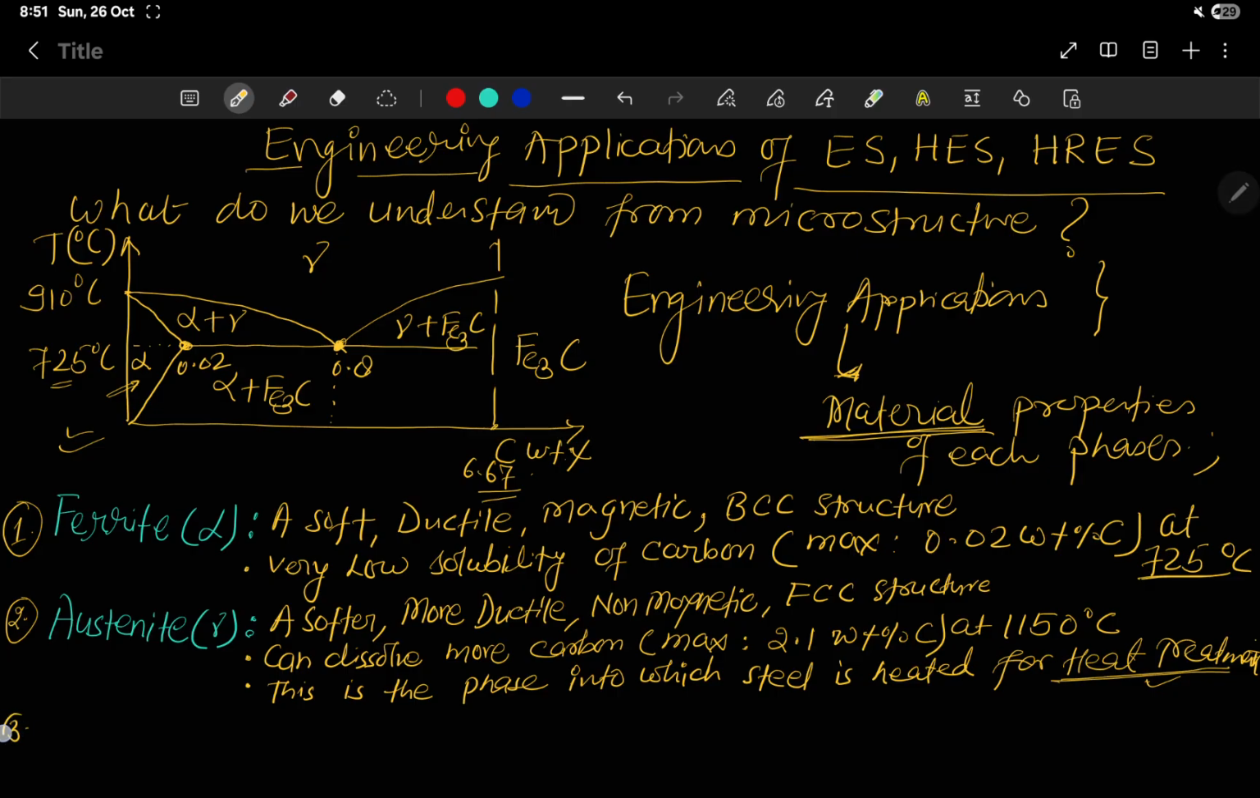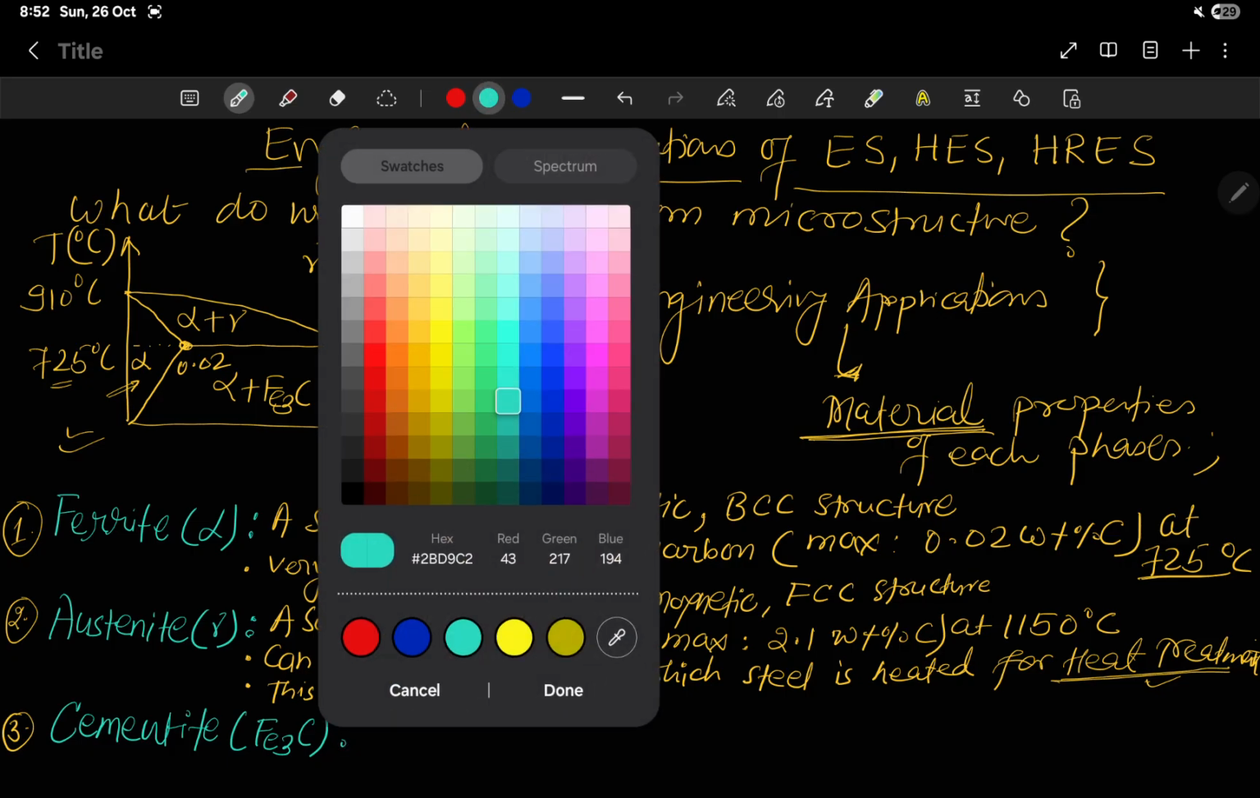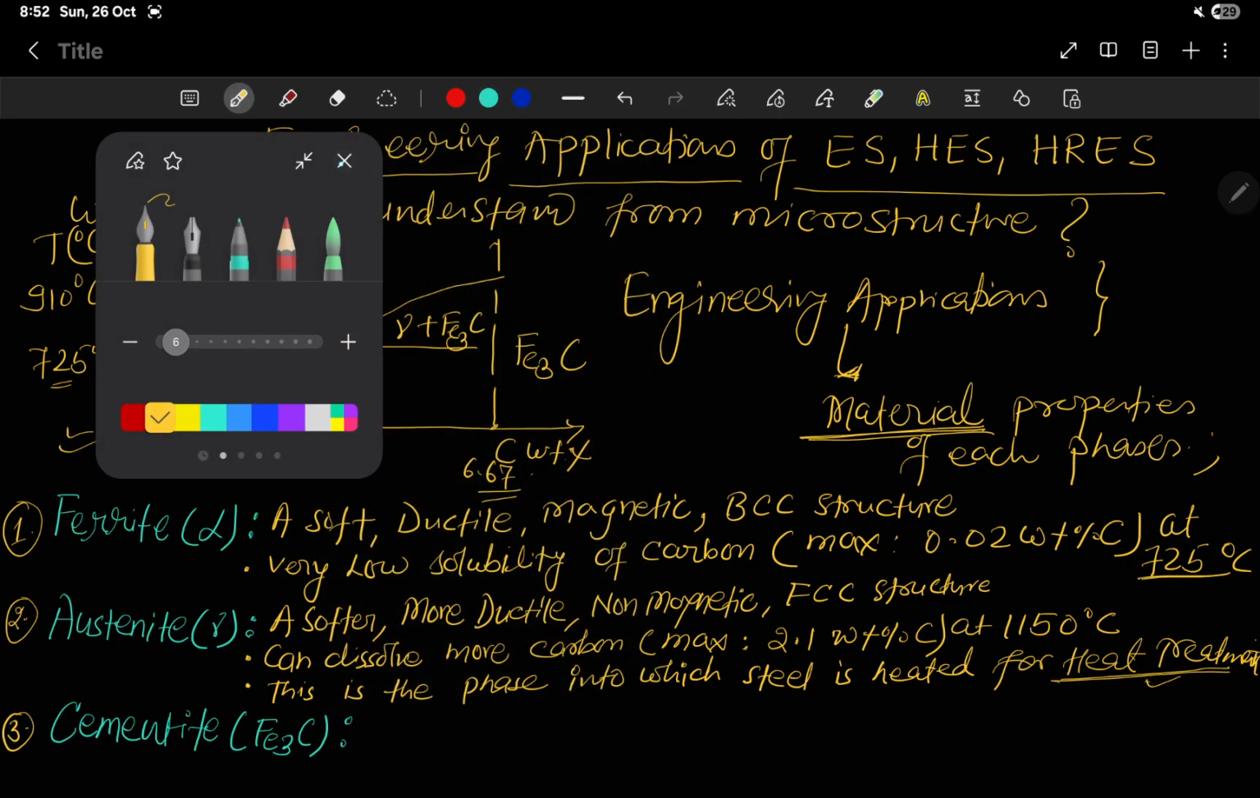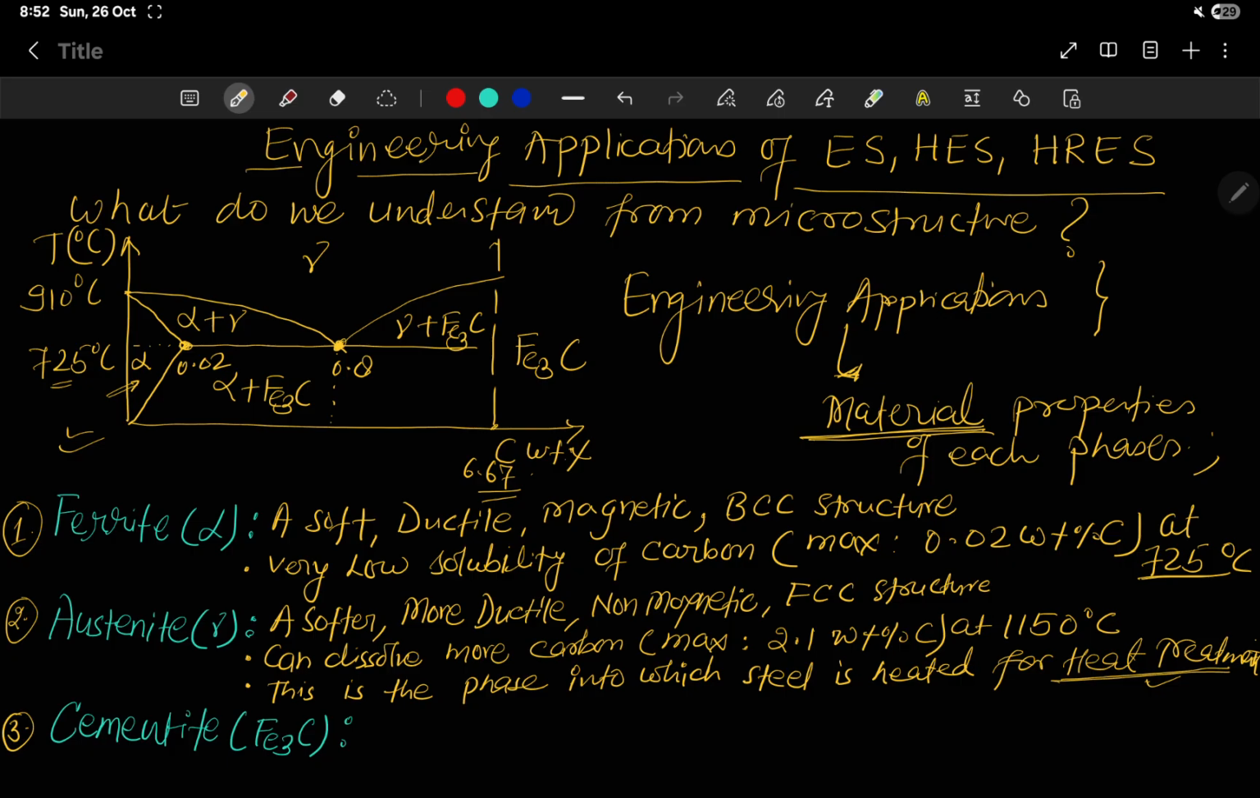And the third phase is cementite, Fe3C. This cementite is a very hard phase. So if it is hard, what will it be? It will be brittle in nature.